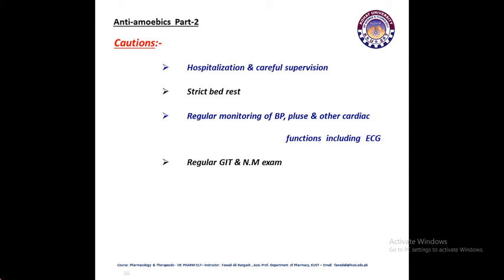Also we have GIT problems, like activation of the vomiting center, and diarrhea with prolonged use, and it also causes neuromuscular junction weakness. So regular checkup of the GIT is needed to reduce the risk of nausea, vomiting, diarrhea, and muscle weakness. We should regularly examine the GIT and the neuromuscular activities.